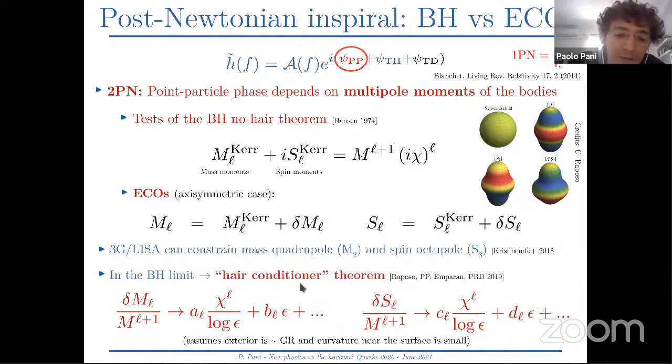So we call it hair conditioner, because it means that they can have hair, but not arbitrarily large in this hypothesis. But do you assume that outside is vacuum GR? Yes, outside is vacuum GR. Oh, yes. Okay, thanks. Oh, next, Valerie, please.